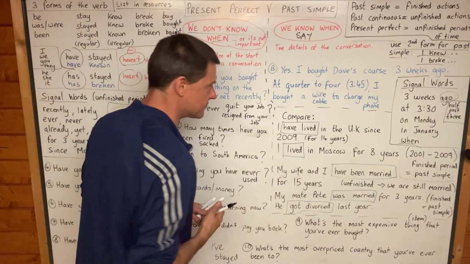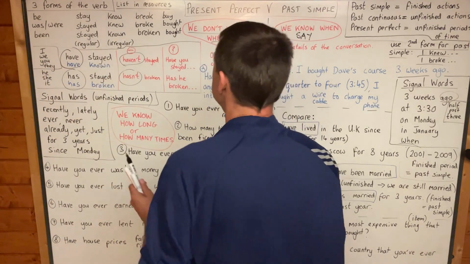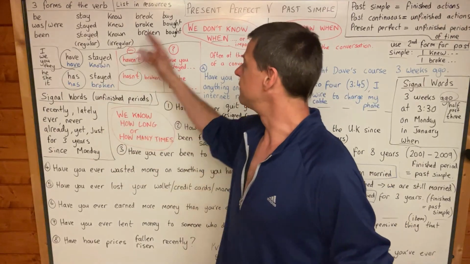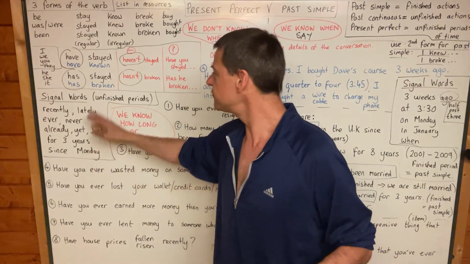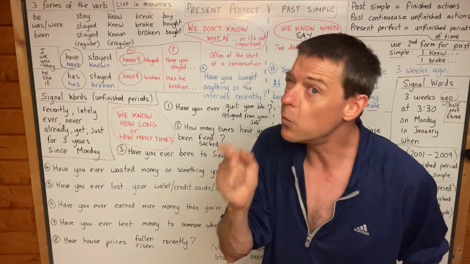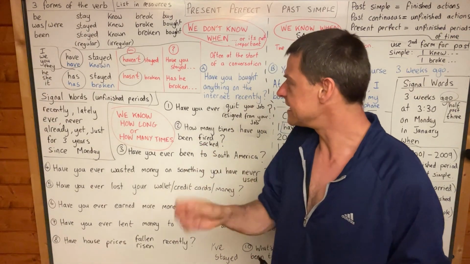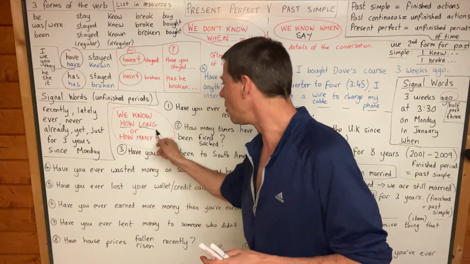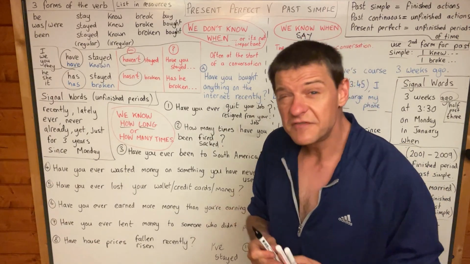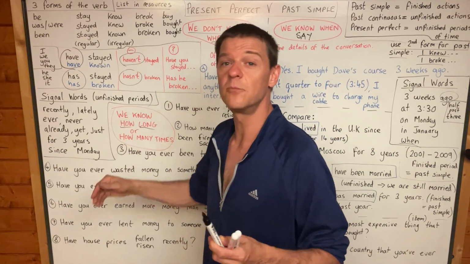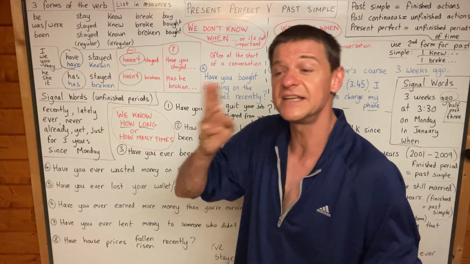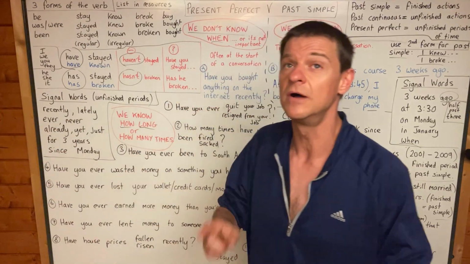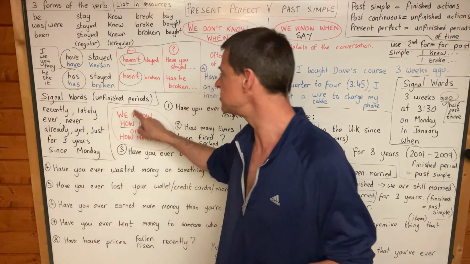It's the biggest difference. That we use different signal words for present perfect, and the signal words for present perfect don't tell you when, they very often tell you how long, or they refer to a period of time which started in the past and is still continuing now, so it's an unfinished period.